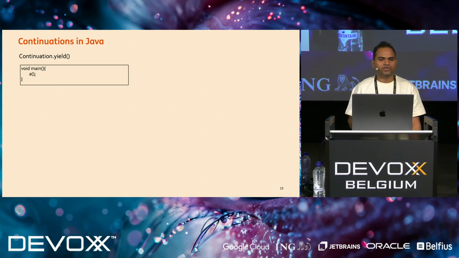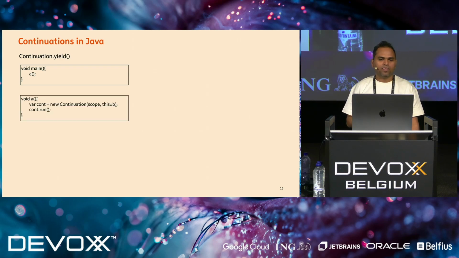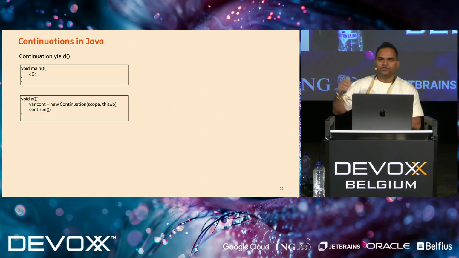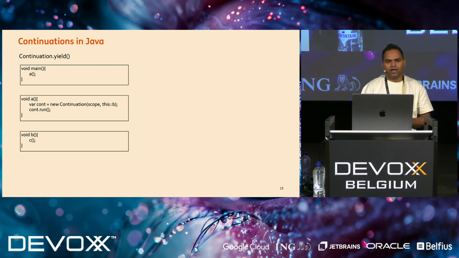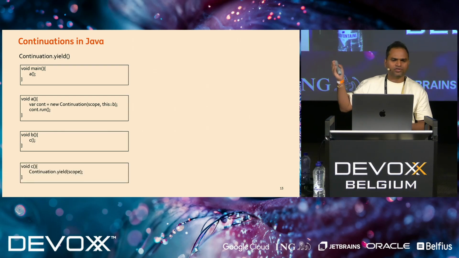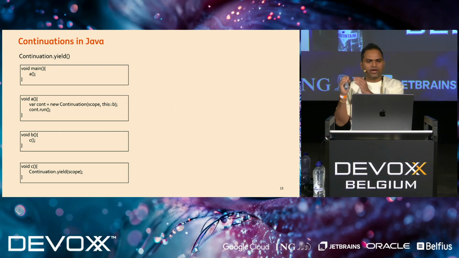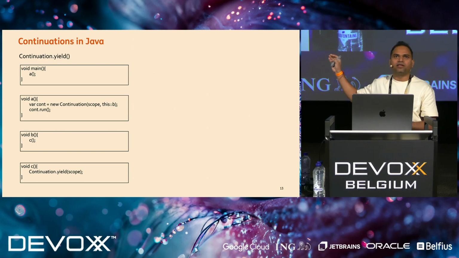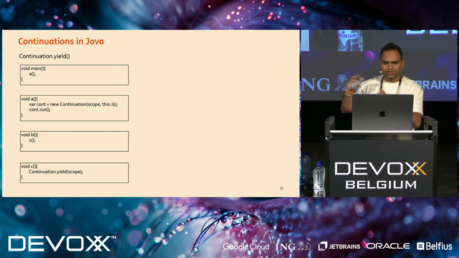And for that, I'm going to use an example where you have a simple main method which calls a method A. And this method A creates a new continuation object, and it does continuation.run. And in the runnable, we're just calling another method B. And this method B calls C, which calls continuation.yield. So this is where the continuation should pause, right? And it should transfer the control all the way back to method A, because that's the method that did continuation.run. Okay, so how is this achieved?